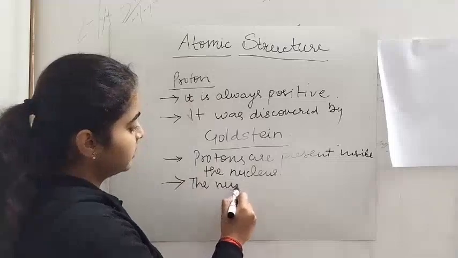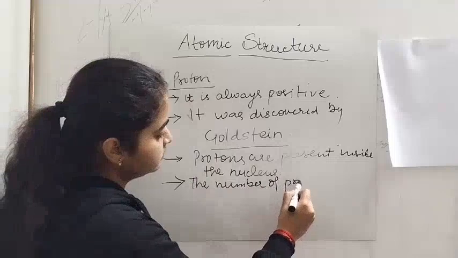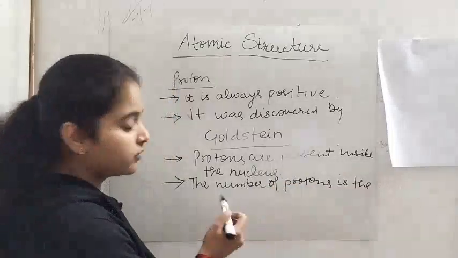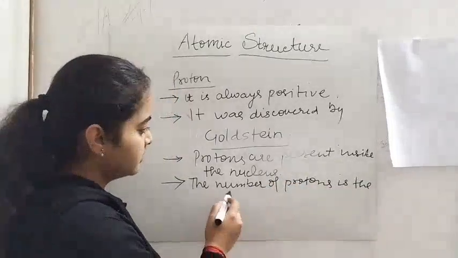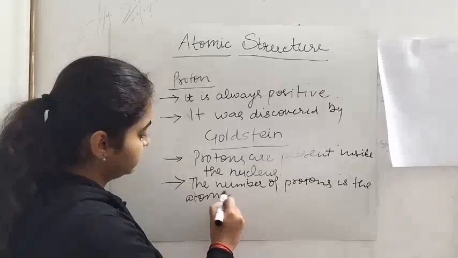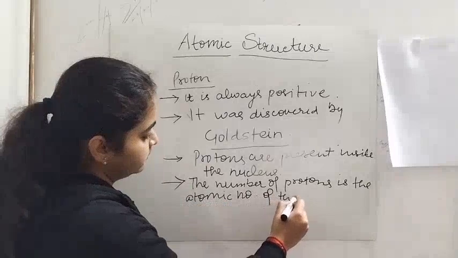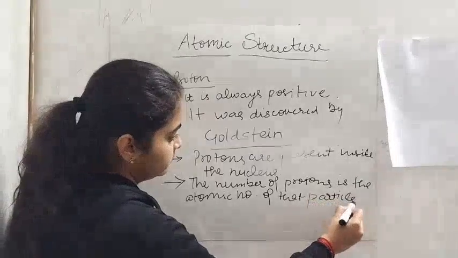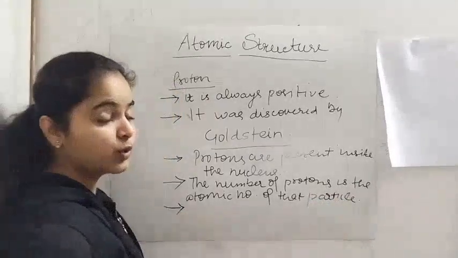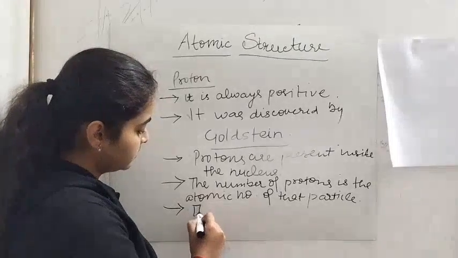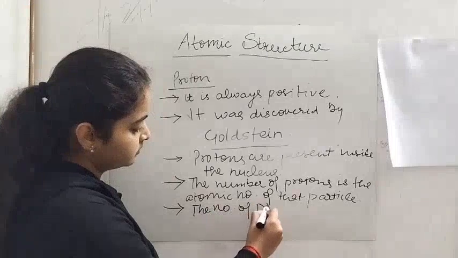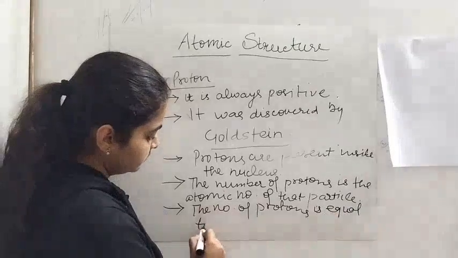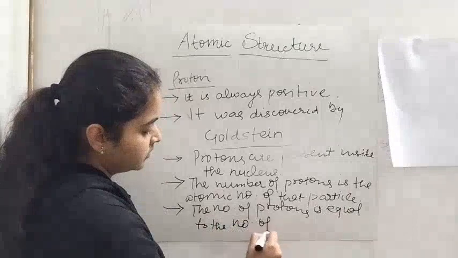The number of protons is the atomic number of that atom or that element. Of that particle I'm writing. And in the next point write down that the number of protons is equal to the number of electrons.